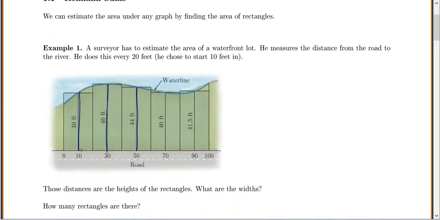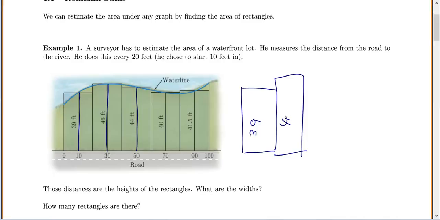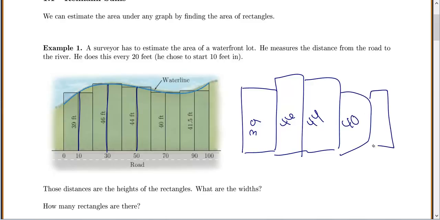And so these distances from the road to the water line are the heights of our rectangles. I could even redraw this, and it might make it easier without everything. So this one is 39 feet, the next one is 46 feet, 44, 40, and 41.5 feet long. So these are the heights of each rectangle.